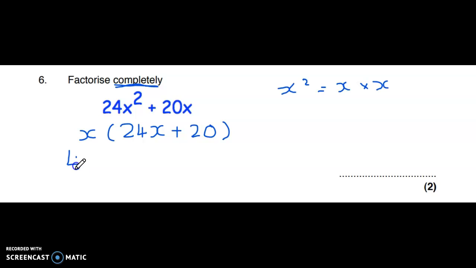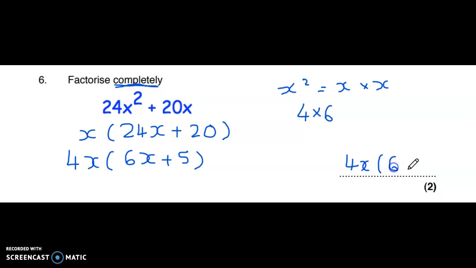So if we factor 4 out, bear in mind we've still got the x factored out. So as we said before, 24 is 4 times 6. So we're left with 6x here and 20 is 4 times 5, so plus 5. So the answer then, 4x(6x plus 5).